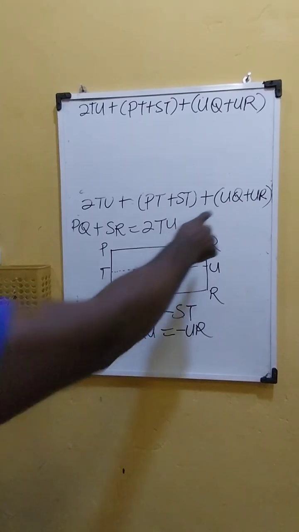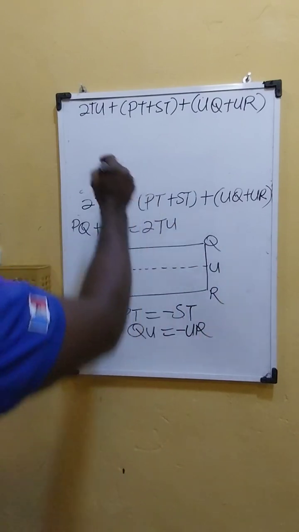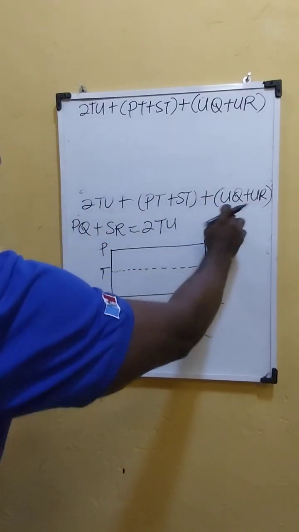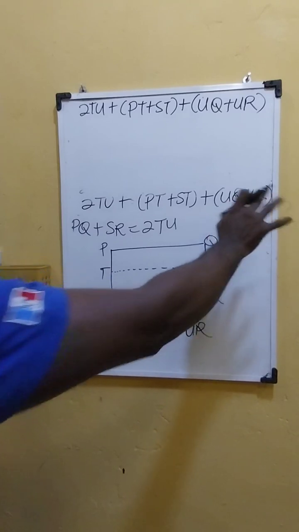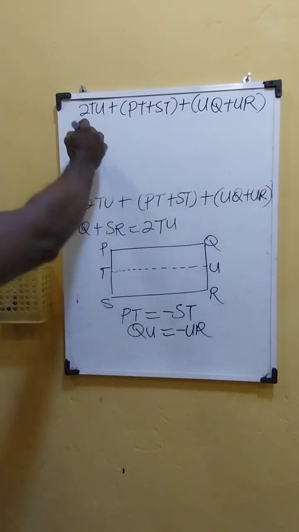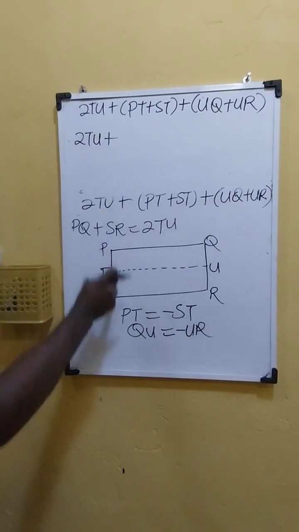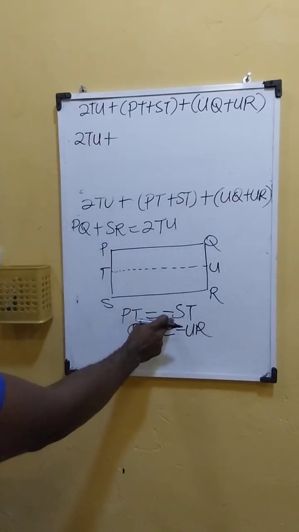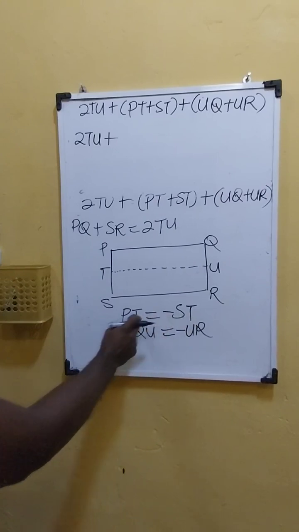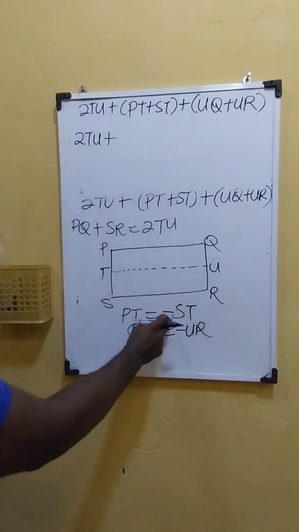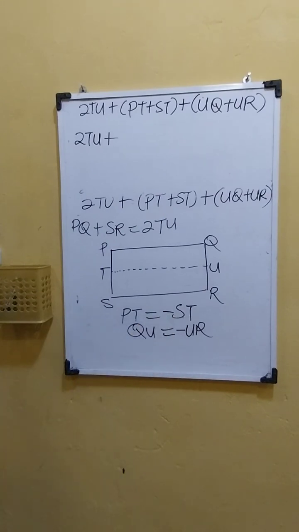So here is actually supposed to be in respect to A, B, C, D, E, F, G, H. This part is supposed to be another arrangement. But let's go. 2TU plus PT is equal to minus ST. So wherever we see PT, what do we put? We're going to insert there minus ST.